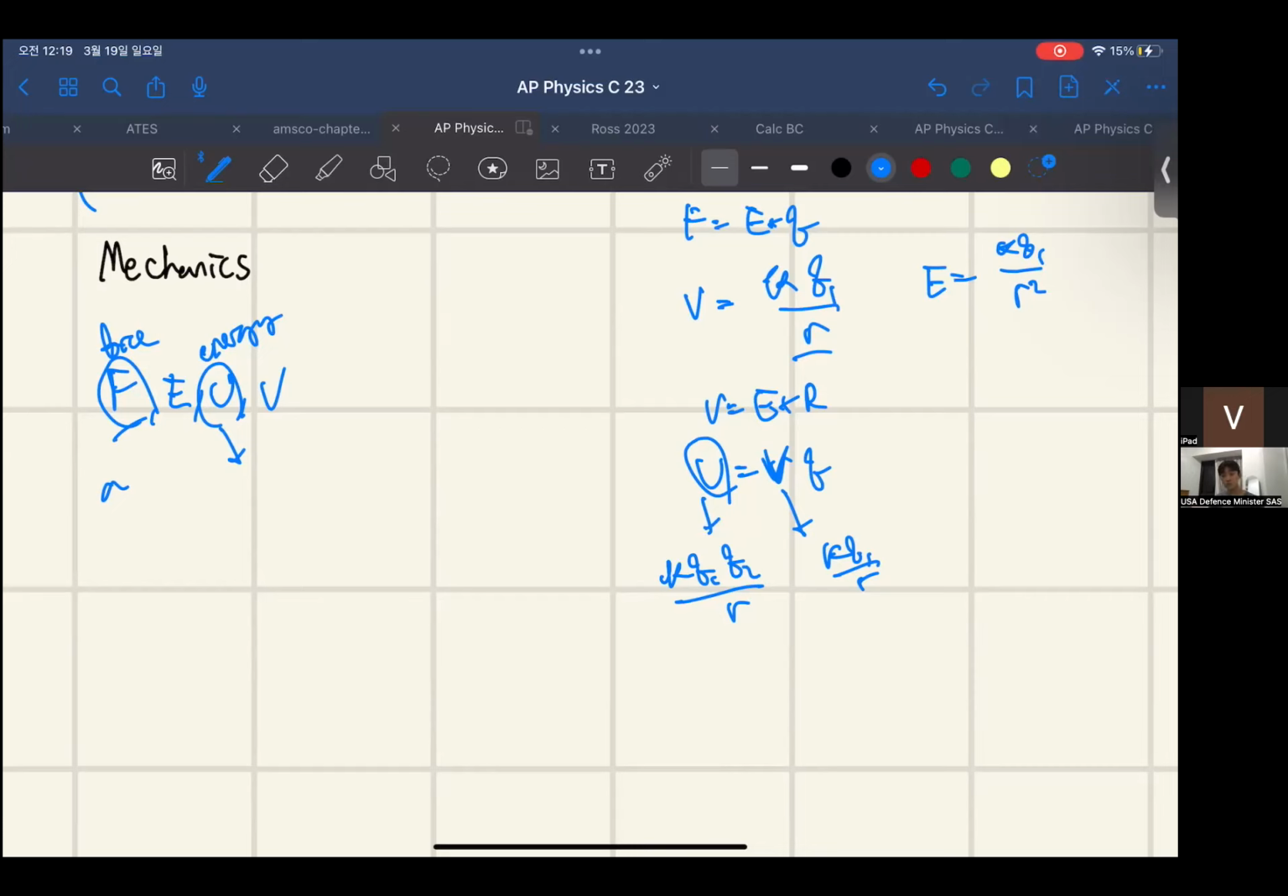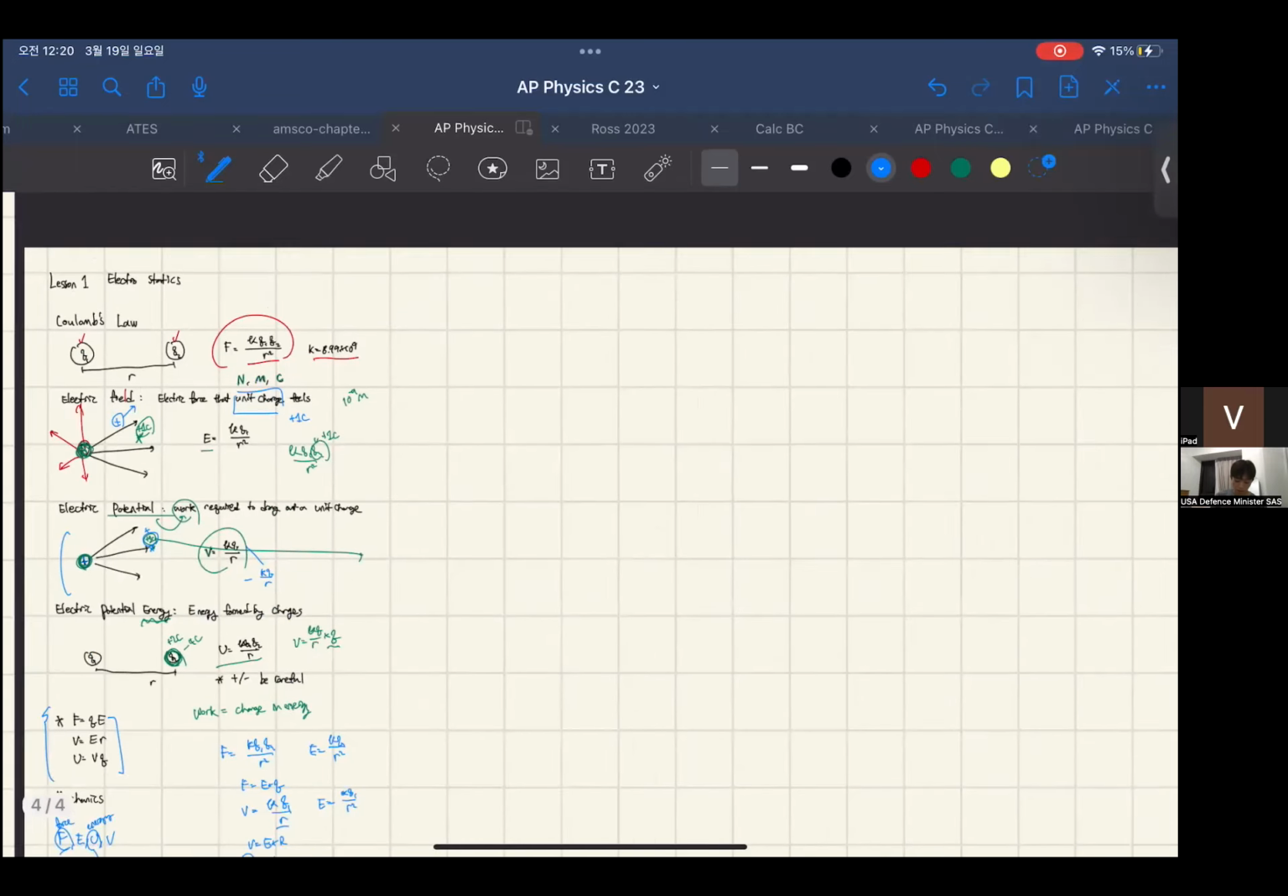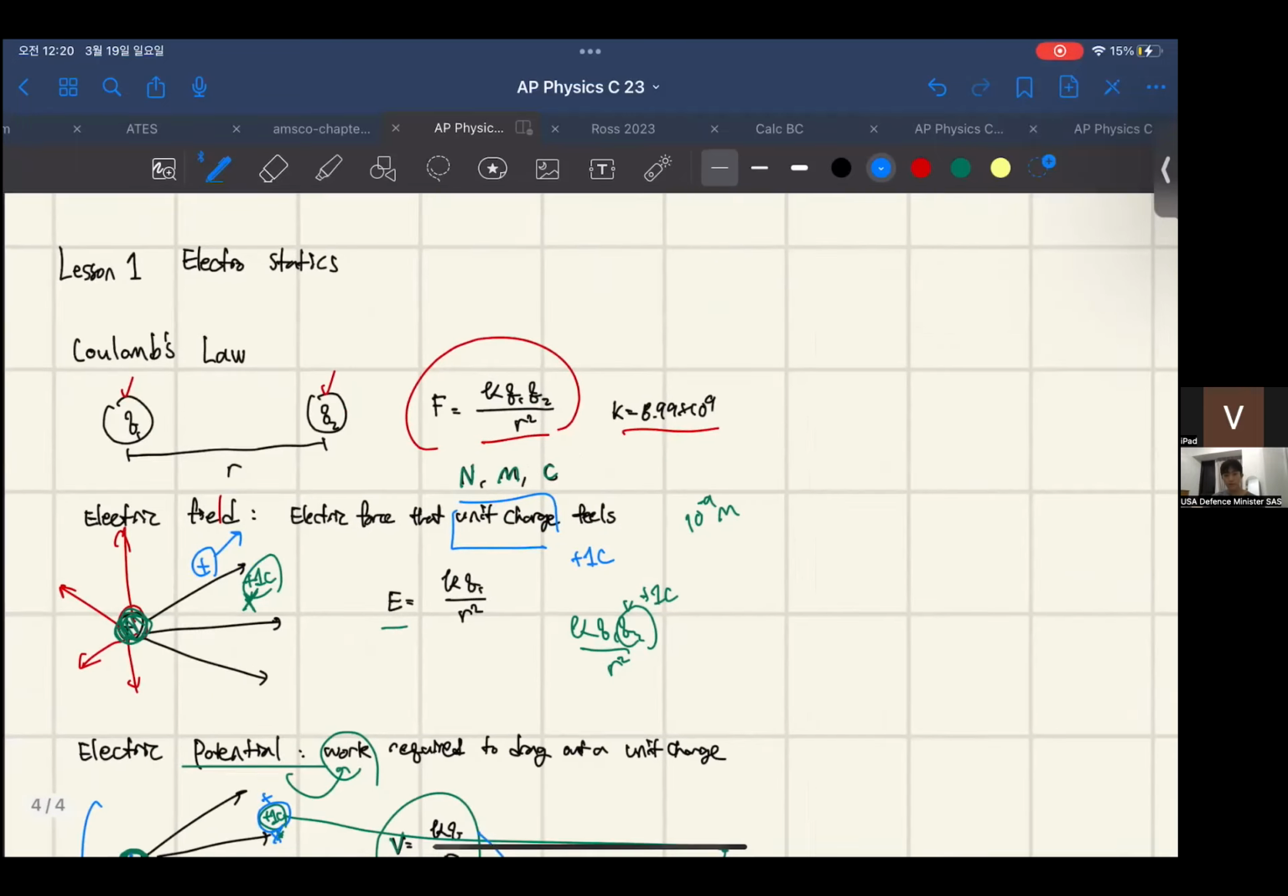If you want a more specific example, I'll also record a video about solving practice problems. And in those problems, of course, there would be such questions, so you don't have to worry about that. So that's it. That's the concept part of the electrostatics unit, the first lesson.